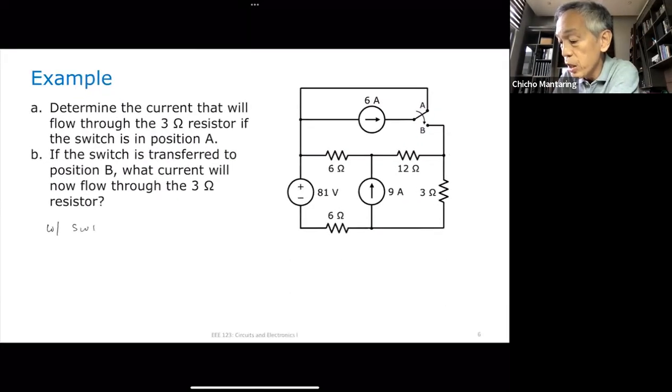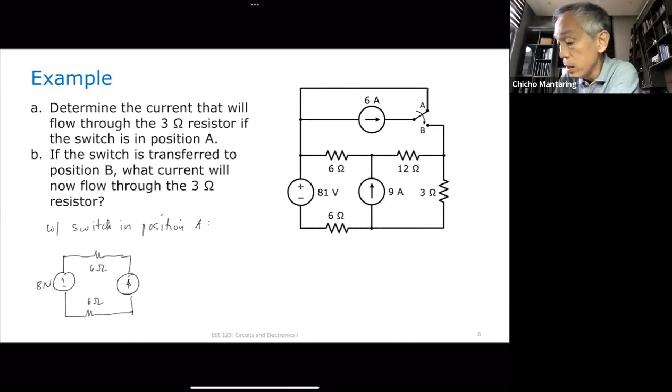With the switch in position A, my equivalent circuit is going to be like this. I'm going to have my 81 volts, 6 ohms, another 6 ohms here, then I have 12 ohms here, 3 ohms, and I'm trying to determine this.